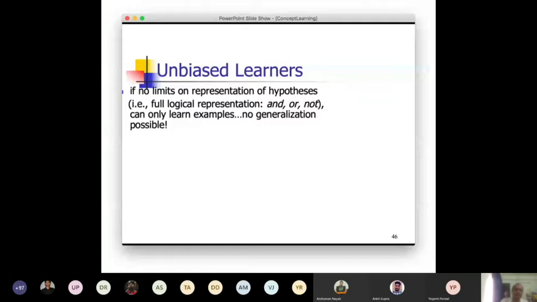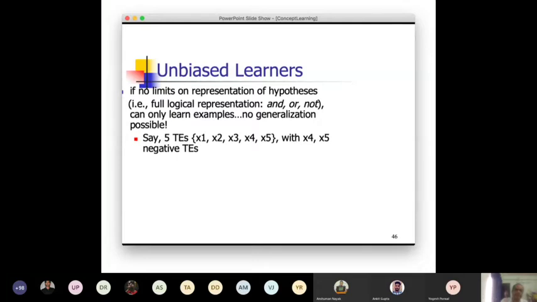We call them unbiased learners when you do not put any kind of bias on the form of hypothesis. That means there is no limit on the representation of hypothesis. So you can use full logical expressions, using AND, OR, NOT, any general expressions, to express a hypothesis. But the problem is that, given the training examples, you can exactly get a hypothesis, but that fits only that set of training examples and no other. In that case, you are not really getting much information.